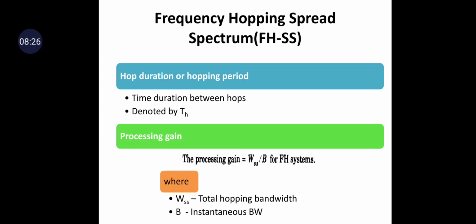So here we have the hop duration or hopping period parameter. It indicates the time duration between hops. It is denoted by Th. So the processing gain in the case of frequency hopping spread spectrum is calculated by using the formula WSS divided by B. Here WSS is nothing but the total hopping bandwidth and B is the instantaneous bandwidth.